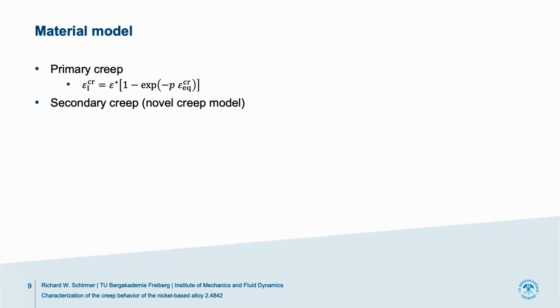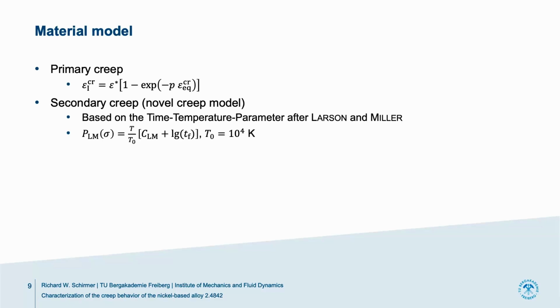And for that, I'd like to present a new model. It is based on the time-temperature parameter of Larson and Miller. The formula for that is given here. Originally, it was used to extrapolate to larger failure times, or basically exchange time with temperature. So you do a test at a higher temperature, and based on the failure time you achieve there, you can calculate back to your operating temperature.